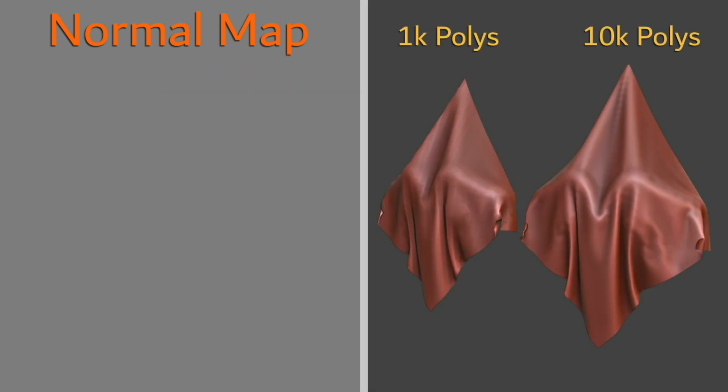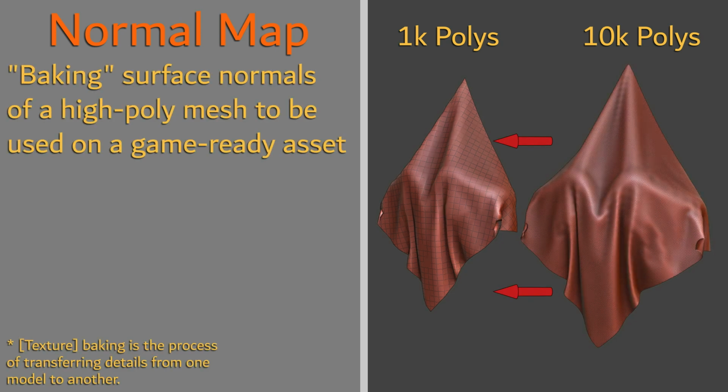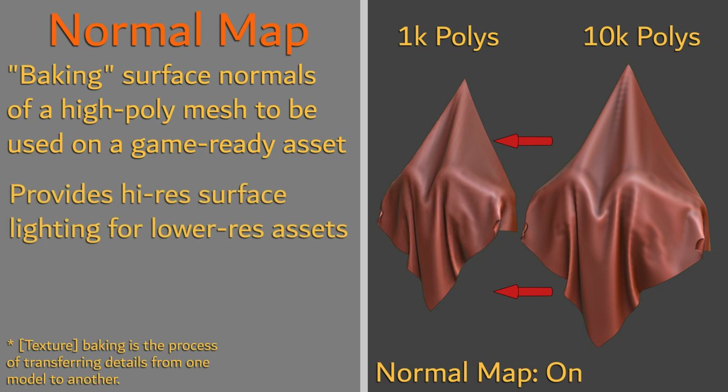A common approach to simulating high detail in video games is by baking the surface normal information of a high poly mesh onto a lower poly mesh. This baking process is used as a way to maximize quality while also attempting to minimize performance impact.